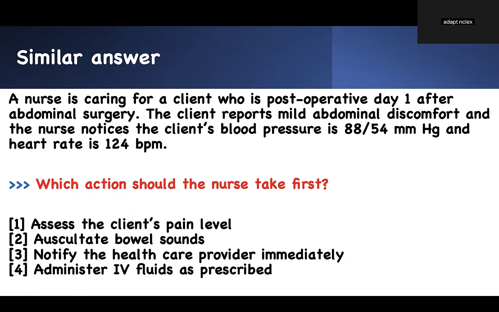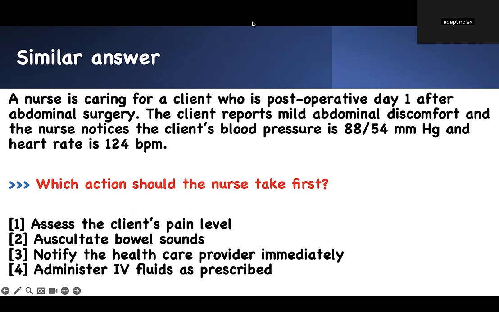88/56, and the heart rate of 124. Which action should the nurse take first? Assess the client's pain, auscultate bowel sounds, notify the healthcare provider immediately, or IV fluid.